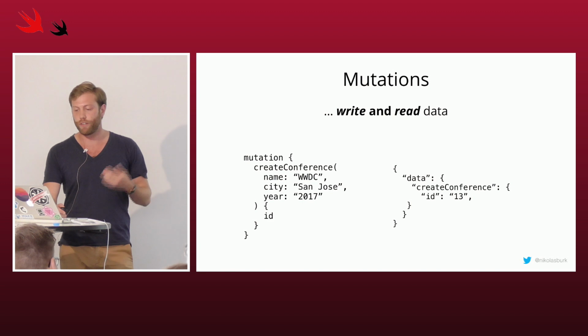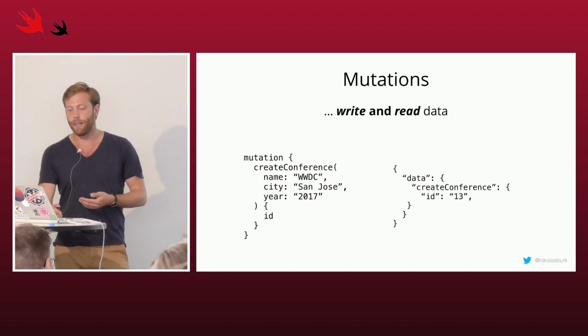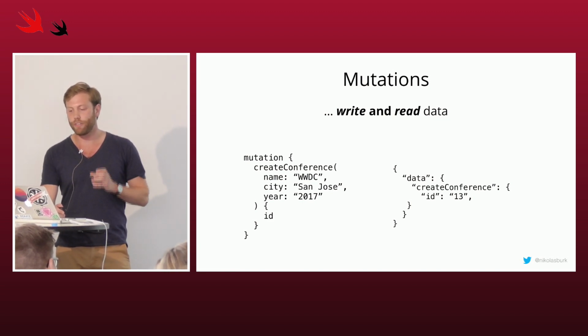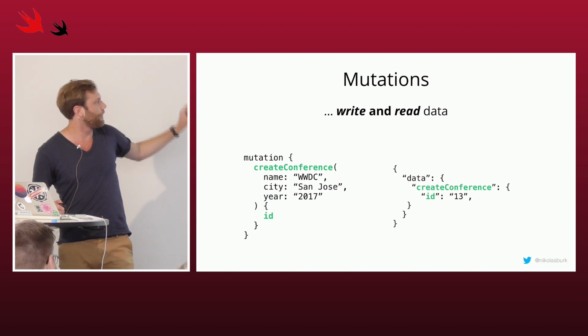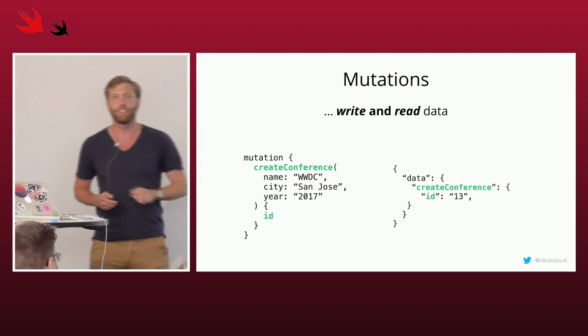And here is what the server response would look like. Again, the shape of the response of the server is identical to the mutation that we're sending over. We've got the create conference field and the ID field, and that's exactly what we get in the server response as well.